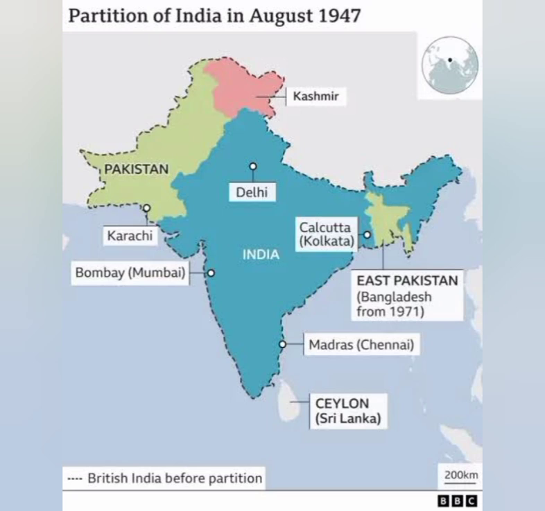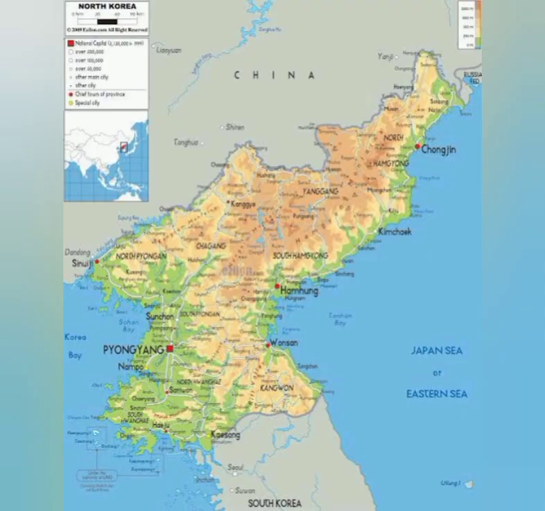Consequences: mass migration. Approximately 14 million people migrated across newly drawn borders, making it one of the largest migrations in history. Violence. Communal riots led to the deaths of an estimated 1 to 2 million people. Enduring conflict. The division left unresolved issues, such as the Kashmir dispute, leading to several wars and ongoing tensions between the two nations.